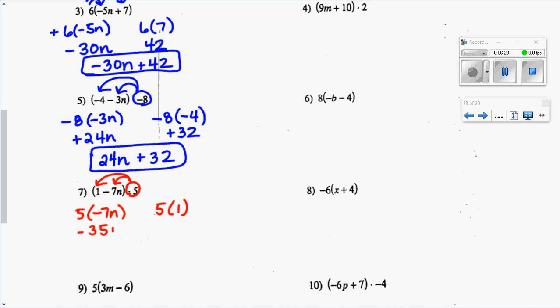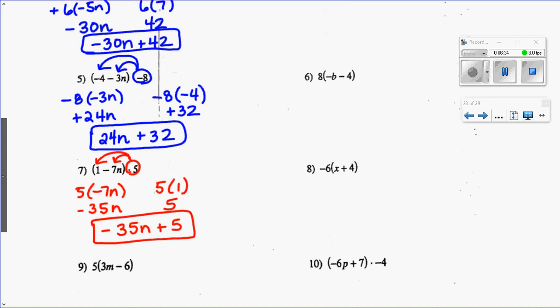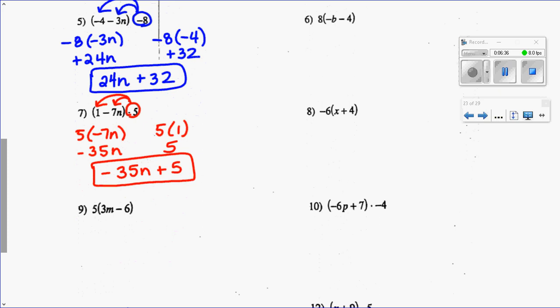Okay, did you get negative 35n and positive 5? So you would write negative 35n plus 5. Again, slow down and go back, rewind it if you need to see something again. Okay, try number 9 all by yourself. Unpause it when you're ready.